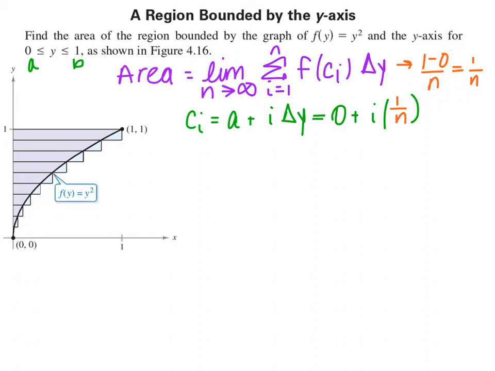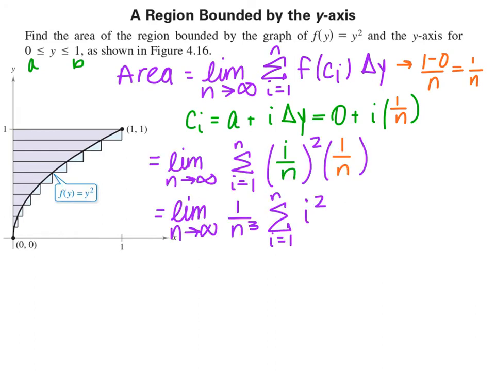Let's do what we have been doing and plug it in and apply the limit. So when I plug in this c value, which is i over n, I'm going to square it because that's what my function tells me to do. I'm going to multiply it by delta y, which is 1 over n. And I realize I can pull out a 1 over n cubed because this makes n squared times n, so that's 1 over n cubed here, and I'm left with i squared. And I can substitute the summation of i squared in terms of n. Let's do that and simplify.